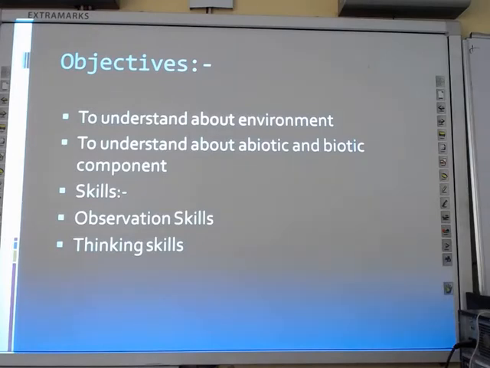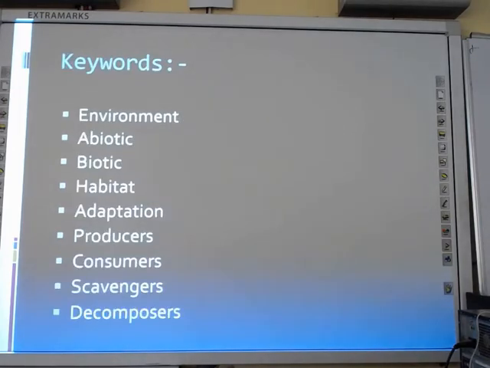In this topic, we are able to understand about environment. Second, to understand about abiotic and biotic components. And the skills we acquire are observation skills and thinking skills. The keywords included in this topic are environment, abiotic, biotic, habitat, adaptation, producers, consumers, sequencers and decomposers.